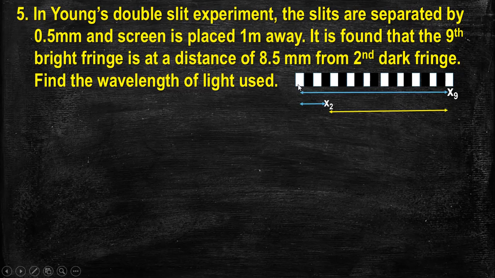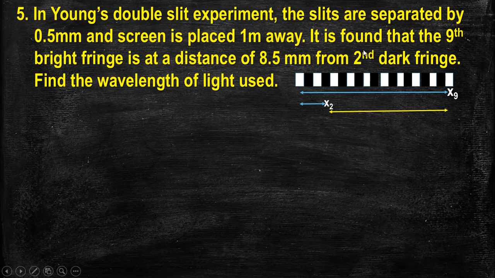Assume that this is the central bright region. You have to count it as 0. So 0, 1, 2, 3, 4, 5, 6, 7, 8, 9. X9 will be the ninth bright fringe from the center of the central bright fringe. So this is the distance X9.